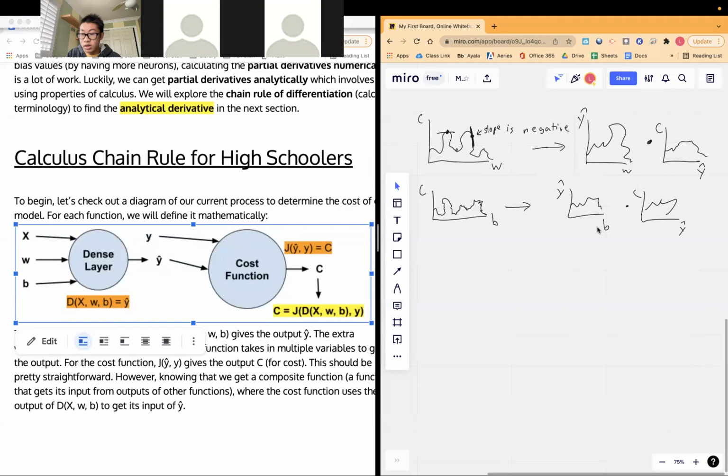Because of that, the one thing they have in common is this graph, right? So what we're going to do first is figure out what this is, okay?